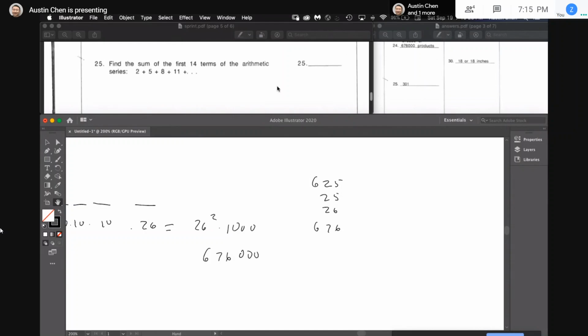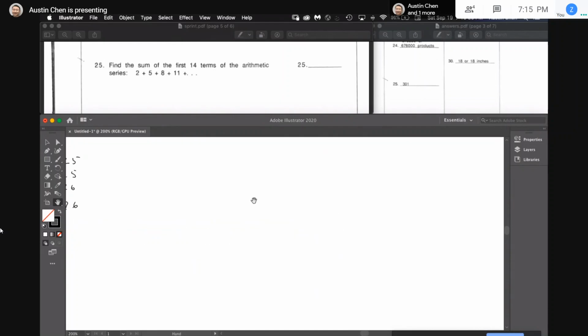Okay, let's just move on. Find the sum of the first 14 terms of the arithmetic series 2 plus 5 plus 8 plus so on. Arithmetic sequences are sequences where the numbers differ by some constant value, and in this case it's plus 3 every term. If we're looking for the sum of an arithmetic sequence, it's going to be the median or mean of the sequence, because they equal the same thing in an arithmetic sequence, times the number of terms.